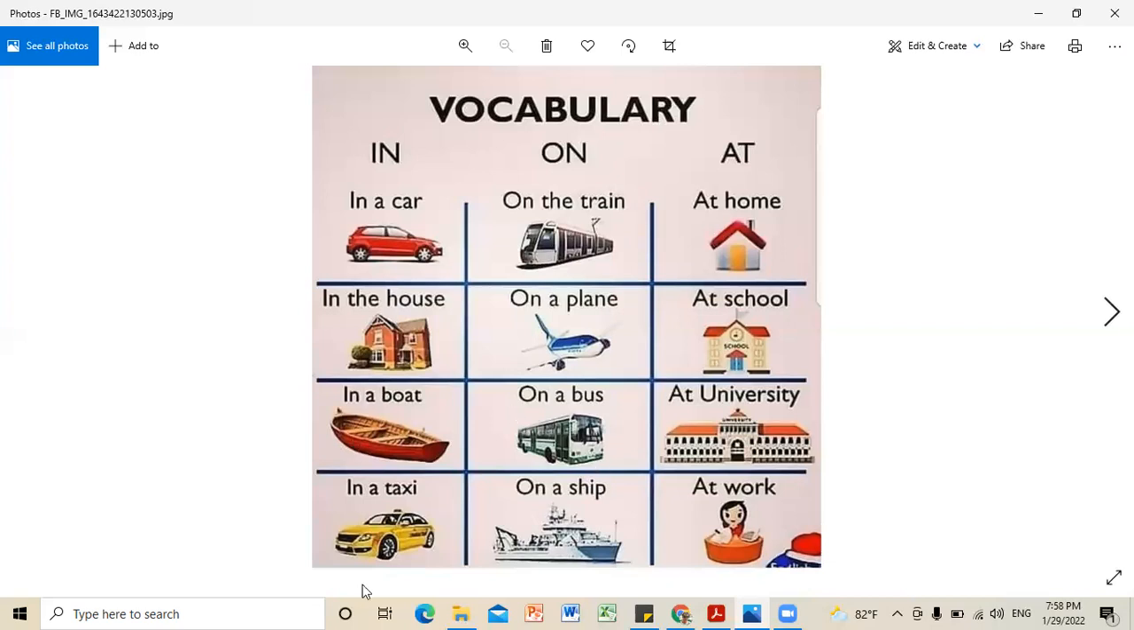But when it comes to a train, plane, bus, or ship, something very huge, we say on the train, on a plane, on a bus, on a ship, right? So we never say I'm in the train, right? Sometimes people say I'm in the train, but the correct way is I'm on the train, I'm on the plane, I'm on a bus, or I'm on the bus, I'm on a ship, right?